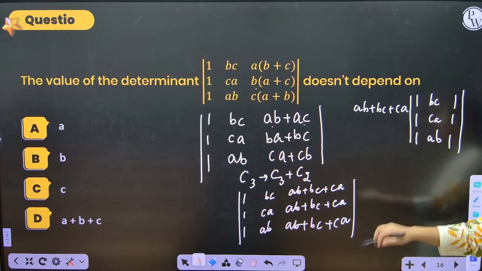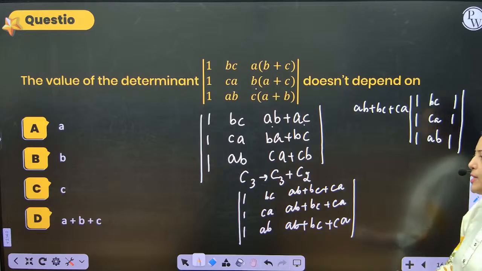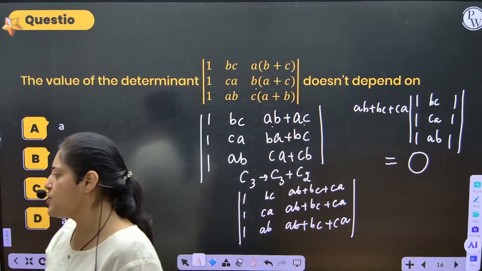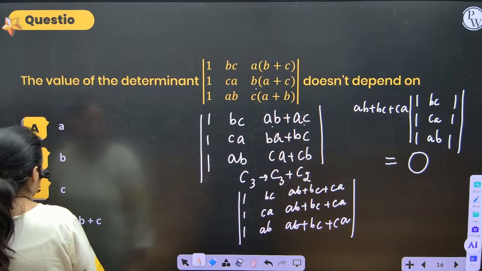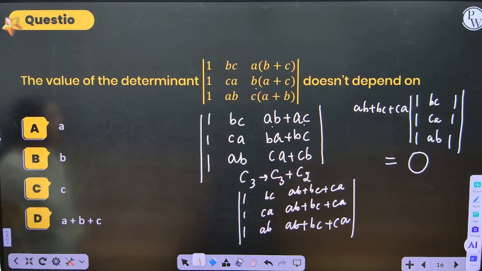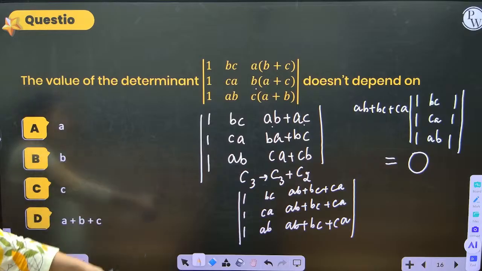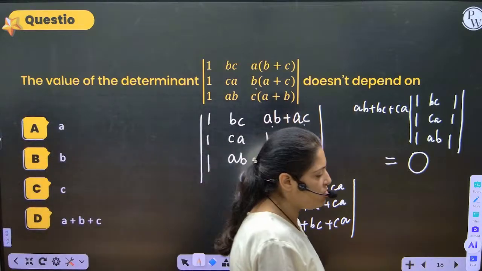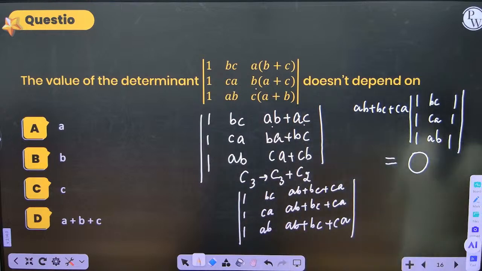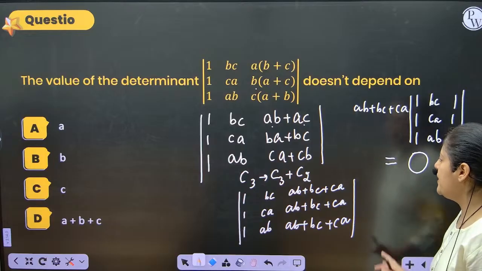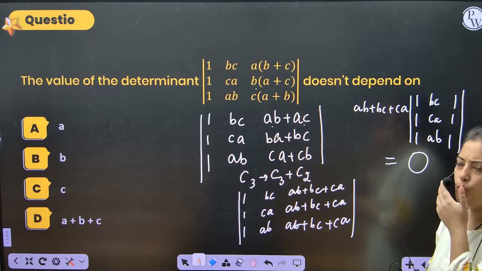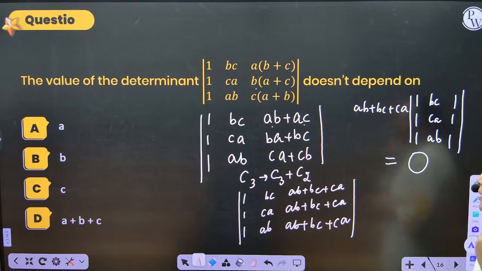Whenever two columns or two rows are equal, the value of the determinant is equal to 0. So it does not depend upon anything. All 4 options are correct because it is coming out to be a constant number. It does not depend upon the values of A, B, C. If it were coming out as a multiple of A or B or C, then you could have written that. Note it.